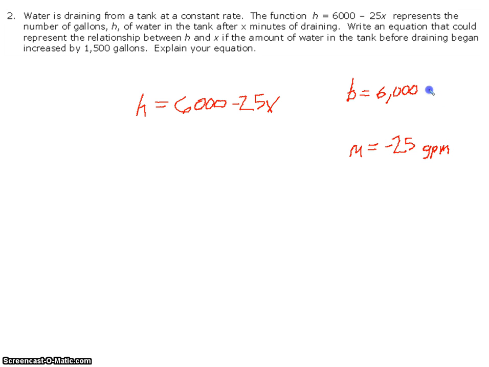So there's 6,000 gallons of water in the tank to start with, and we're going down by 25 gallons per minute. So the problem was to write a new equation with the starting amount that is increased by 1,500 gallons. So that means we're going to add 1,500 to our 6,000. Okay. Didn't say anything about the rate at which the water is draining. That didn't change. It stayed the same. So the only thing we're changing is this right here.